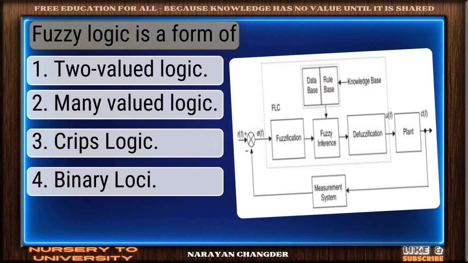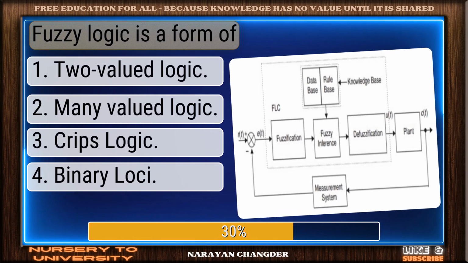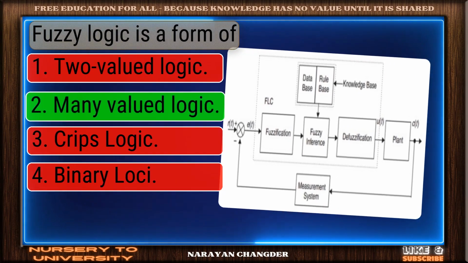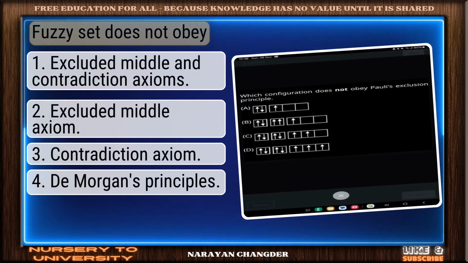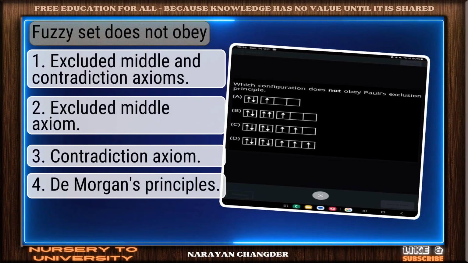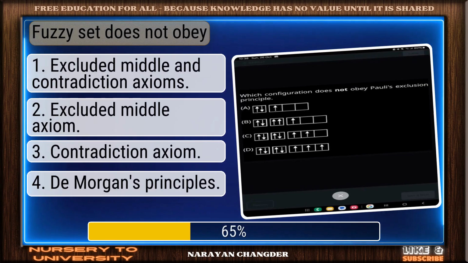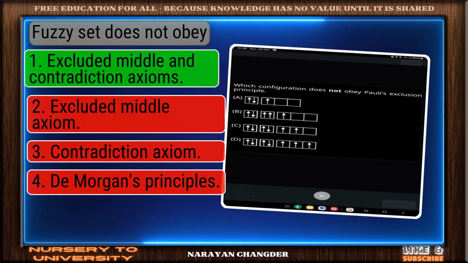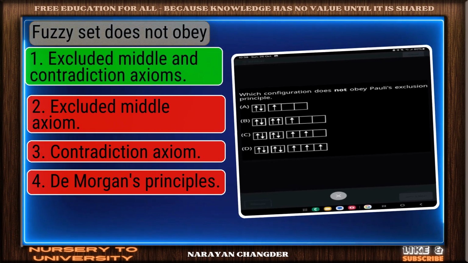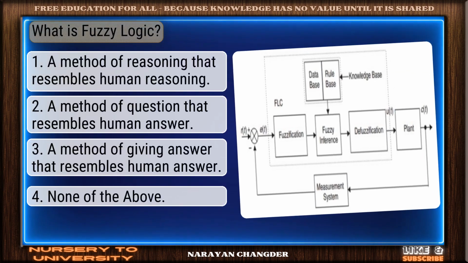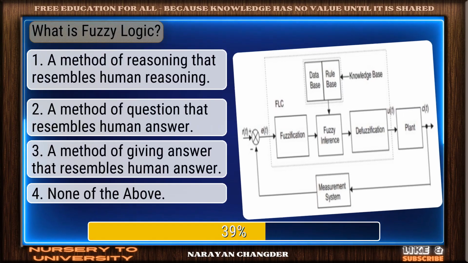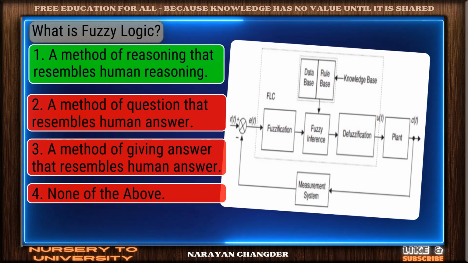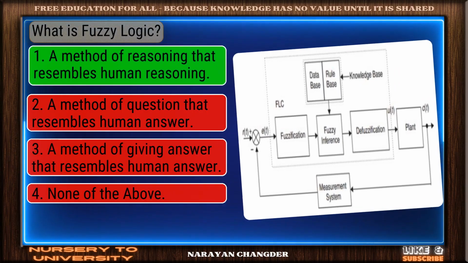Question number 41. Fuzzy logic is a form of. Excellent choice. Many-valued logic is the right answer. Question number 42. Fuzzy set does not obey. You chose excluded middle and contradiction axioms, and it is correct. Question number 43. What is fuzzy logic? Correct. A method of reasoning that resembles human reasoning is the right answer.